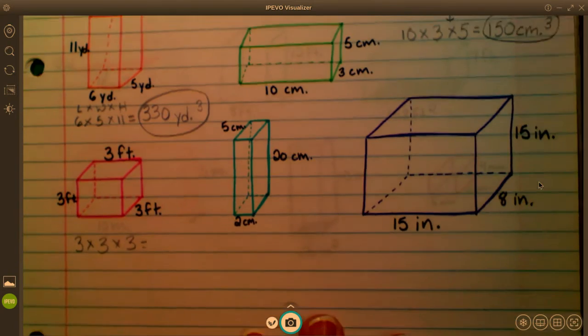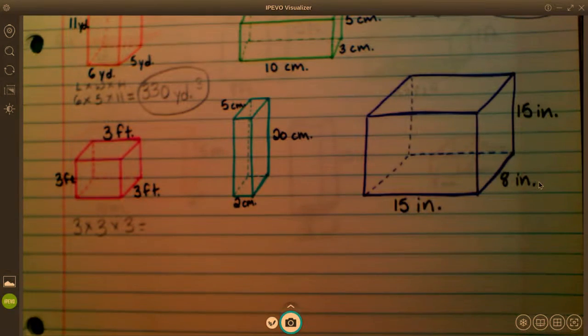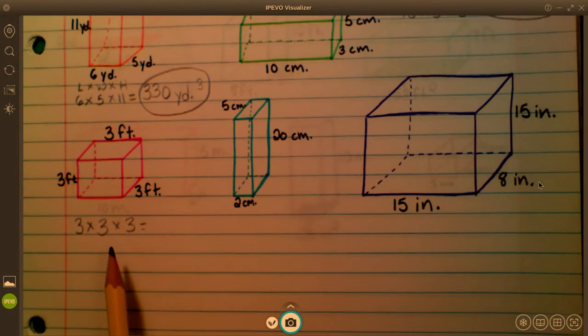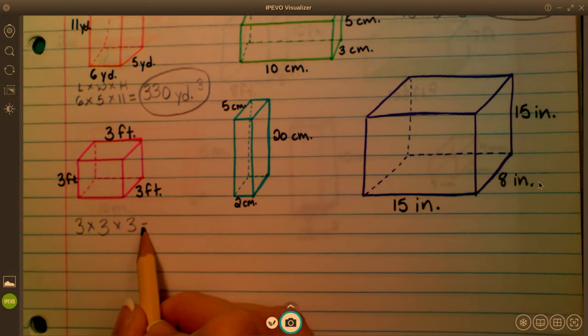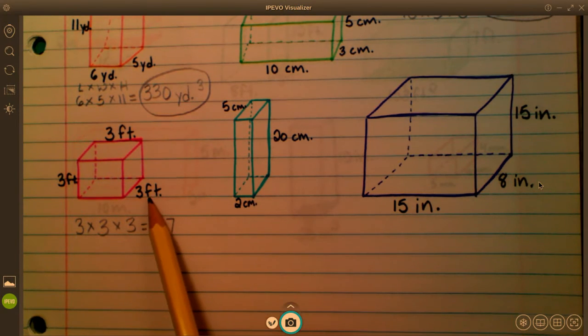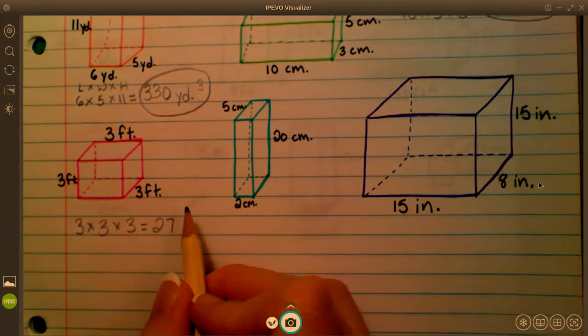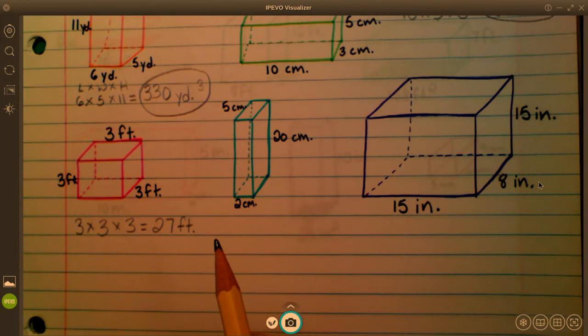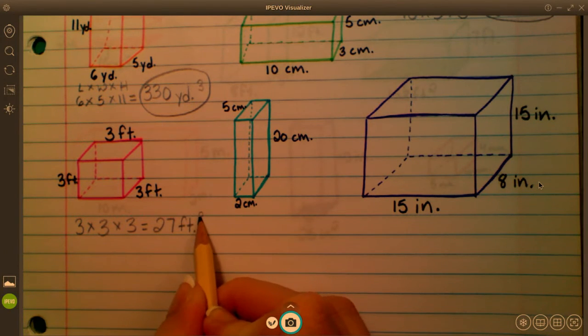So I have 3 times 3 times 3. So I need to work left to right. Well, 3 times 3 is 9. 9 times 3 then is 27. They give me the unit feet, feet, feet. So feet. And volume of a 3D object, I need to cube it. 27 feet cubed.